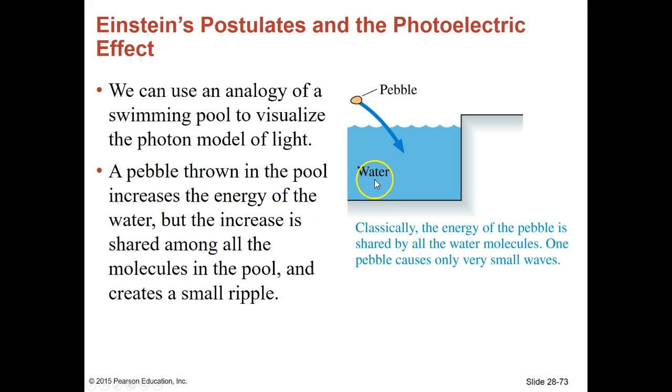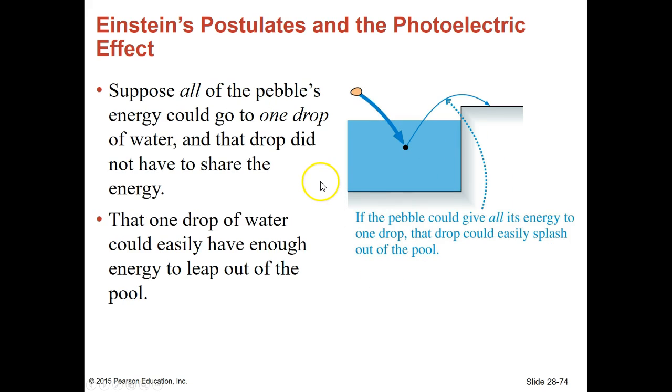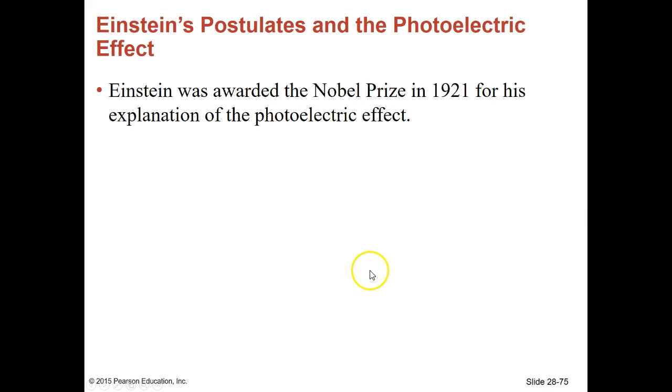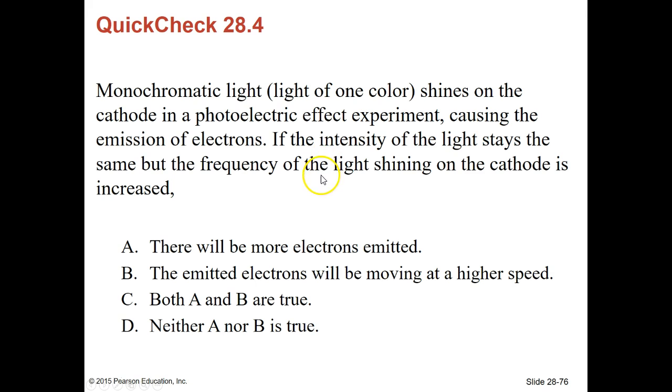We can think about a swimming pool. If you throw a pebble in a swimming pool, that pebble will go in, but all it does is cause the water to ripple. So that's the classical way of looking at it. If we say that all of the pebble's energy goes into one drop of water, it's going to kick that drop of water clear out of the pond and up onto the surface. That's the same thing we're doing: light coming in is only hitting one water drop and popping that water drop back out. Einstein did win the Nobel Prize in 1921 for this big explanation of the photoelectric effect.